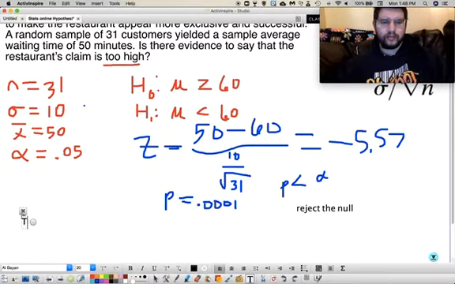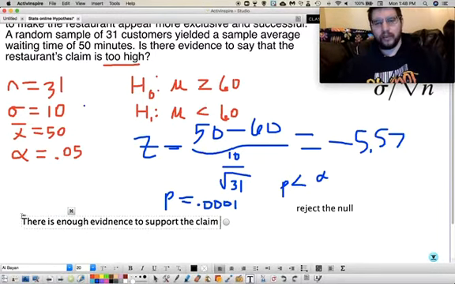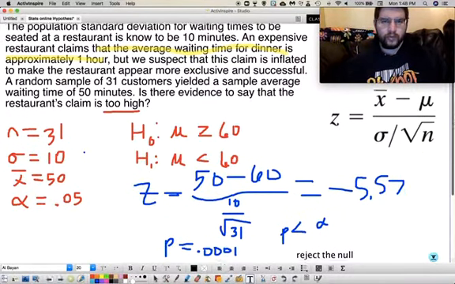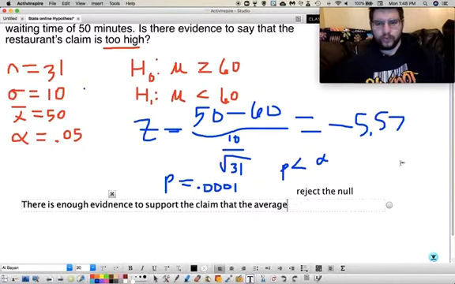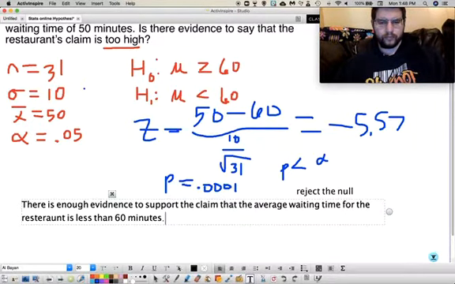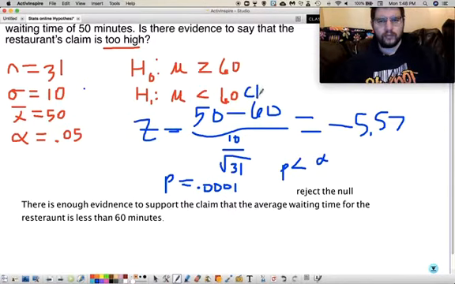So we could say there is enough evidence to support the claim that the average waiting time for the restaurant is, and actually this is our claim on this one, less than 60 minutes. So that's how we were going to go about seeing if the restaurant's claim is too high.